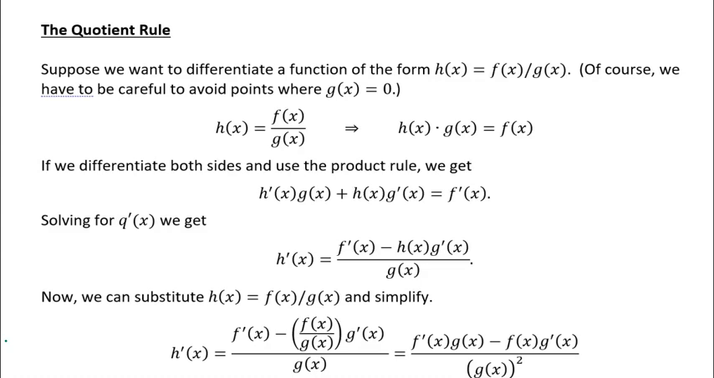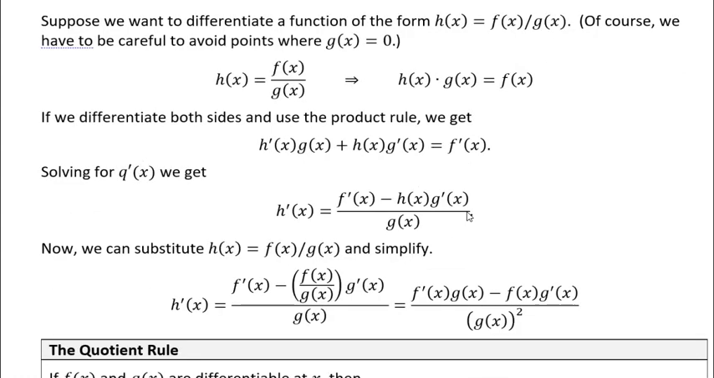then we can rearrange that. We could multiply both sides by g of x, and we would get h of x times g of x equals f of x. Now, then we can take that and we can differentiate both sides, use the product rule on the left-hand side, and then we can arrange that so that we can solve for h prime of x. Okay, so this is just sort of going through the derivation of the quotient rule.